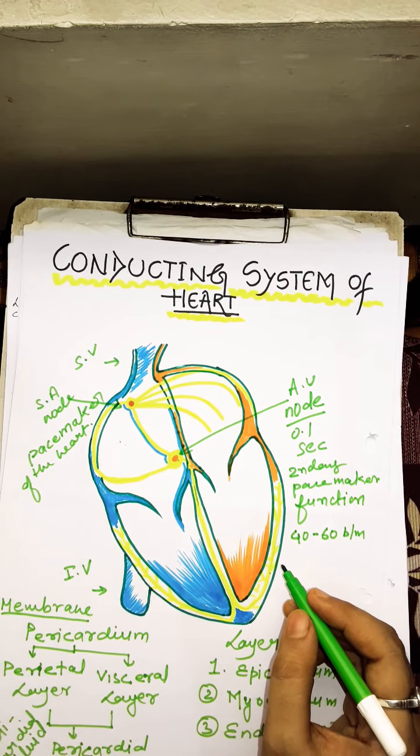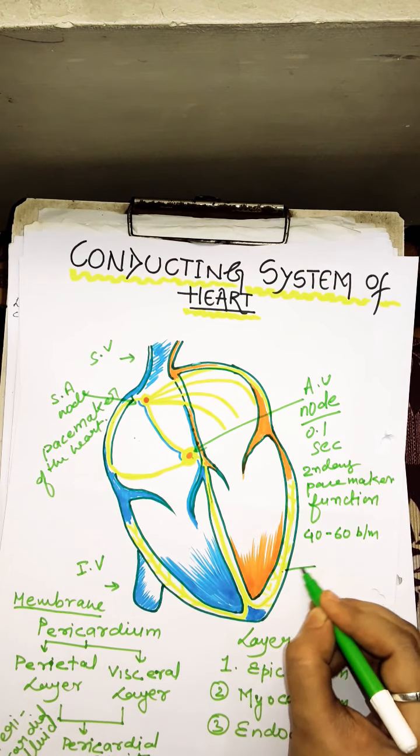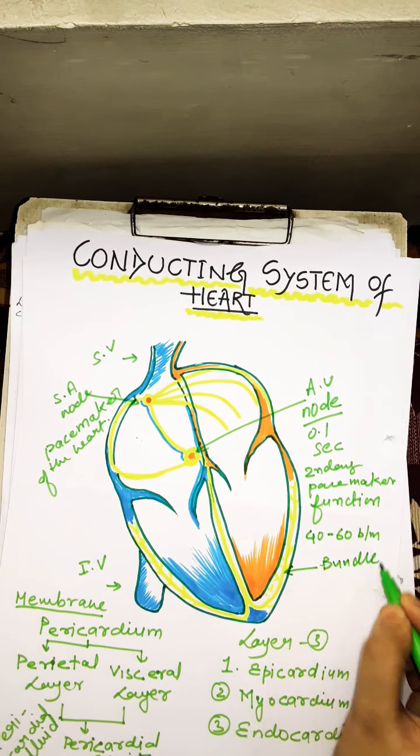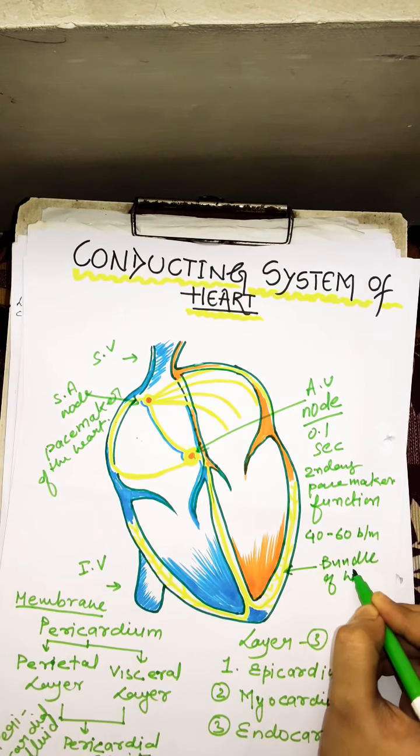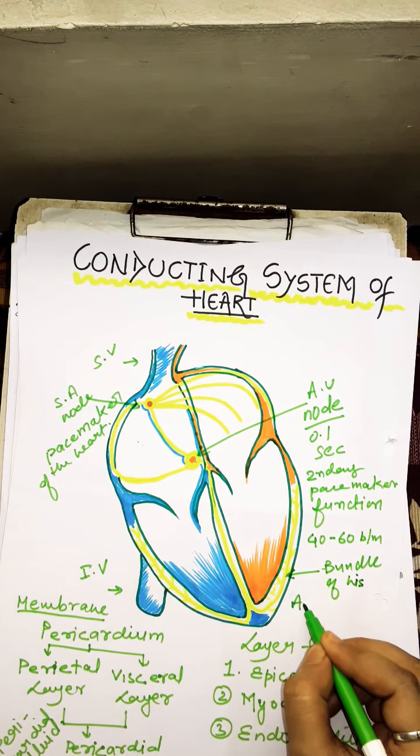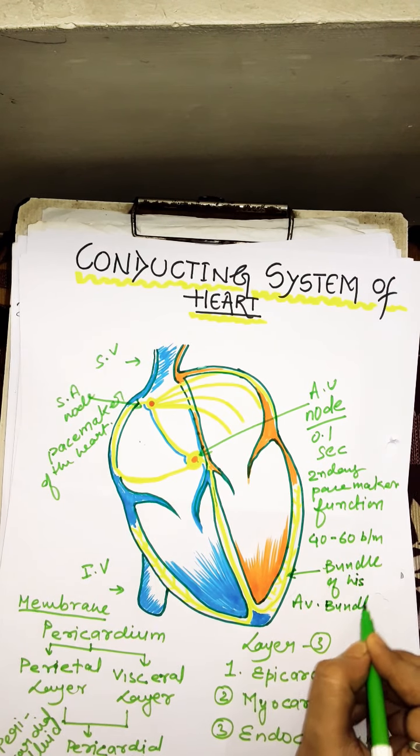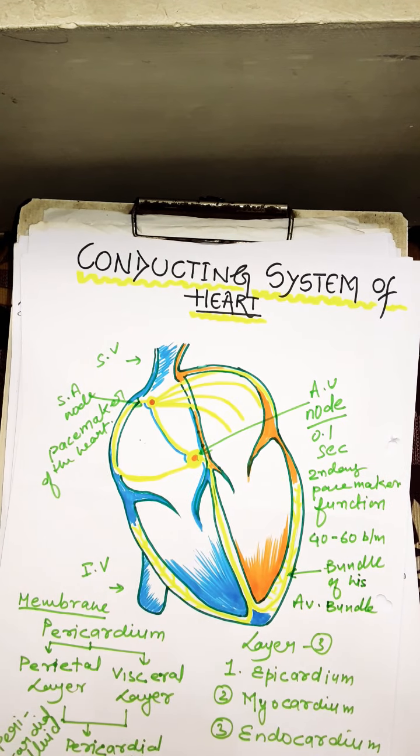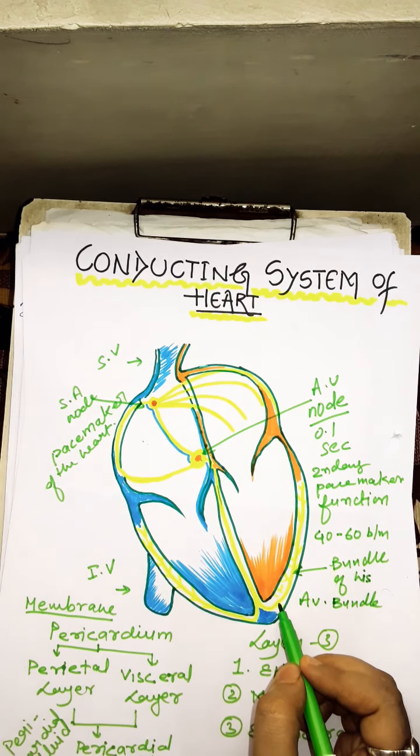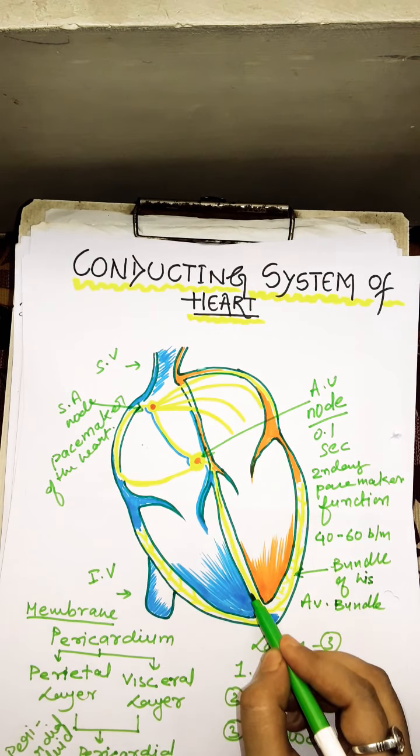Next we will see the AV bundle or bundle of His. This fluorescent green structure is called the bundle of His. The other name is the atrioventricular bundle. This mass of specialized fibers originates from the AV node.